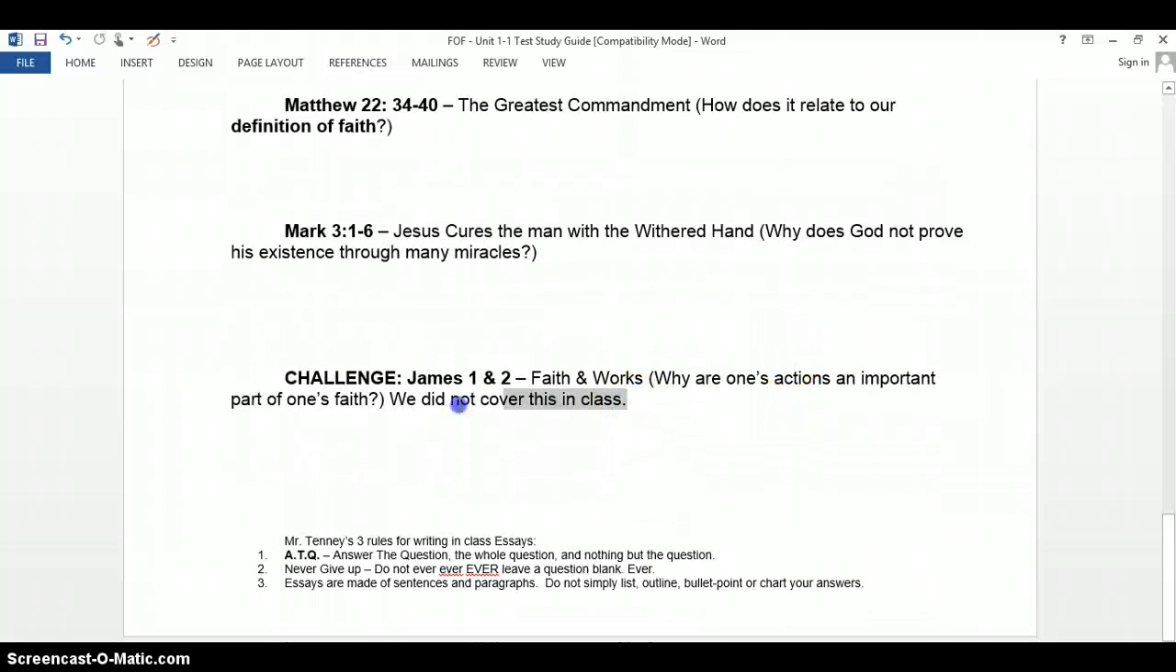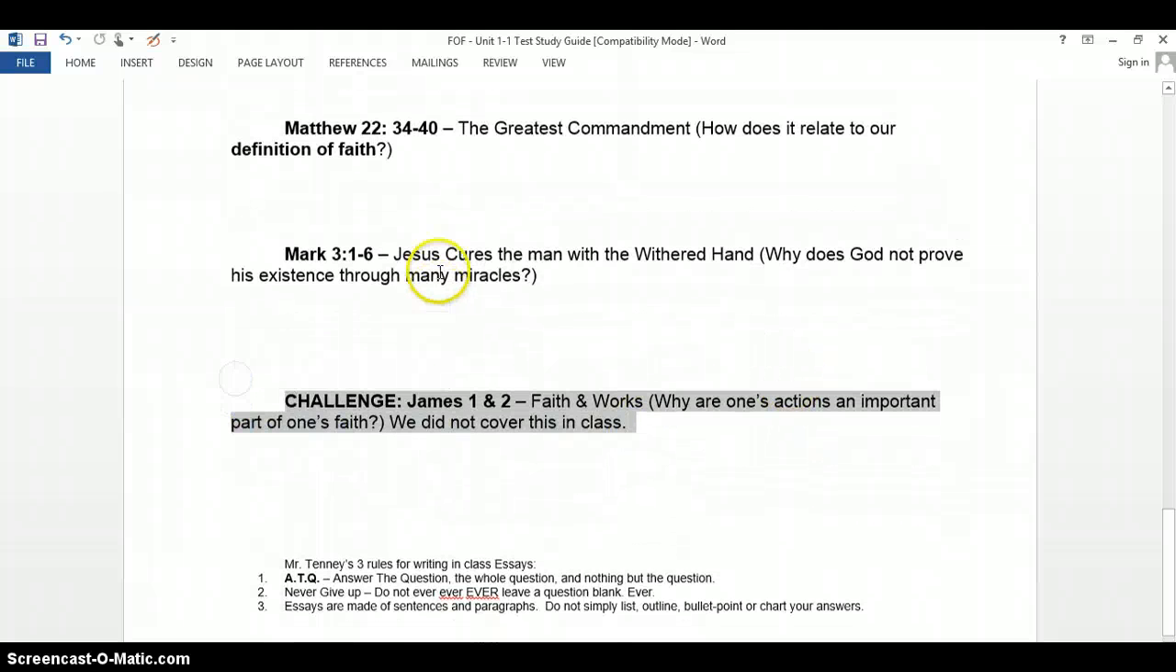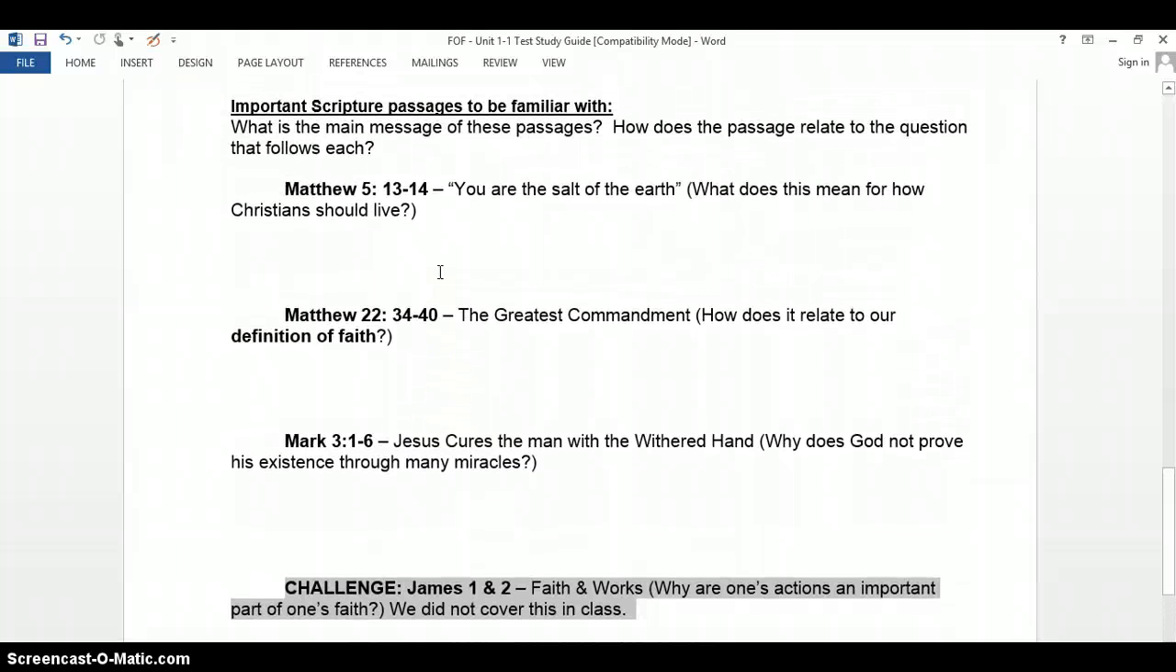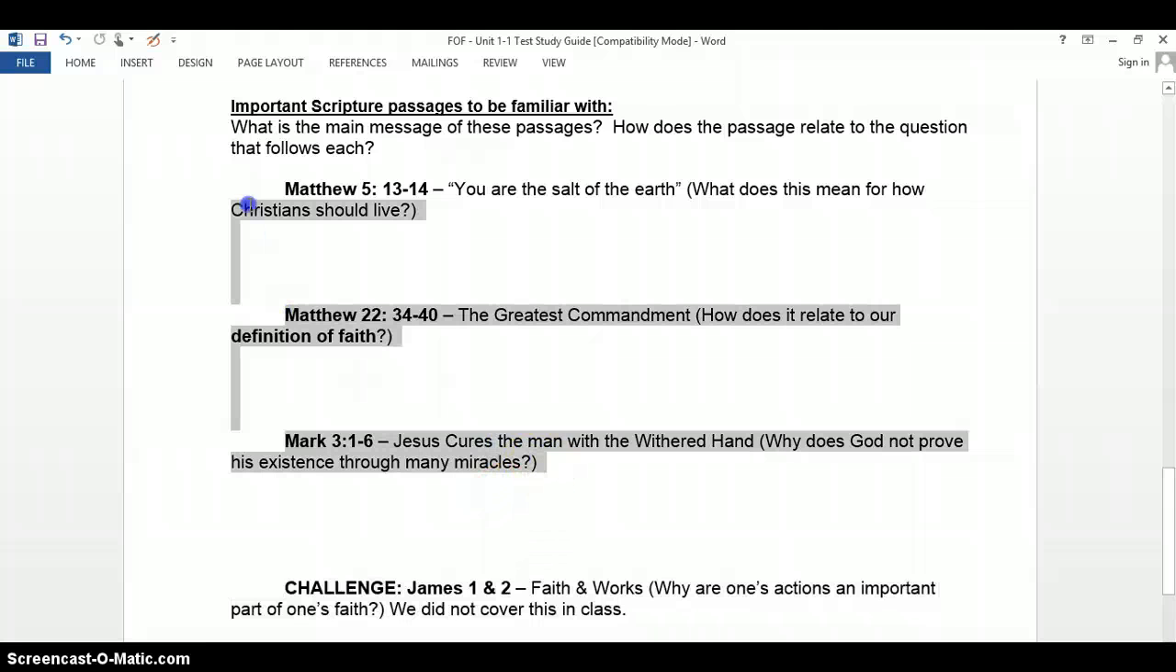And this we're not going to go over. This is a challenge essay. This will be an option. If you are a really good writer, if you normally get A's on your essays and you want to challenge yourself and really impress me, this is the one I want you to prepare for rather than these three.